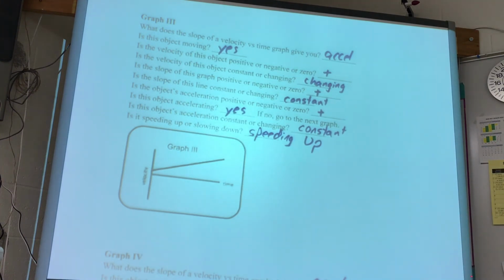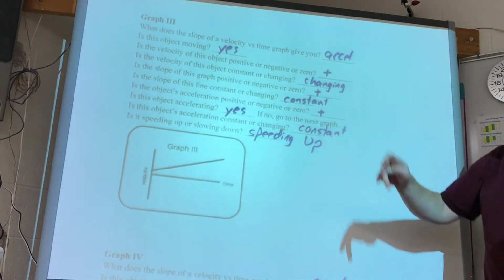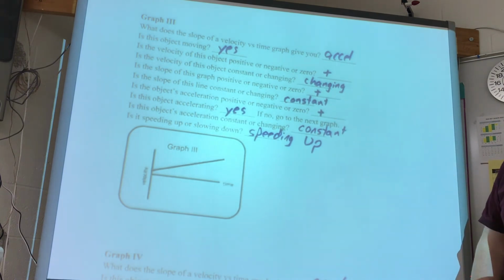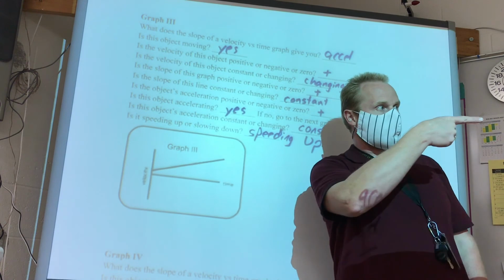All right, is this object moving? The answer is yes, this thing is moving. How do we know? Because the velocity is not at 0. It's either above or below. In this case, it's above. Yes, it's moving. The velocity is positive. We know that because it's above, which means it's moving that way. It's moving to the right.